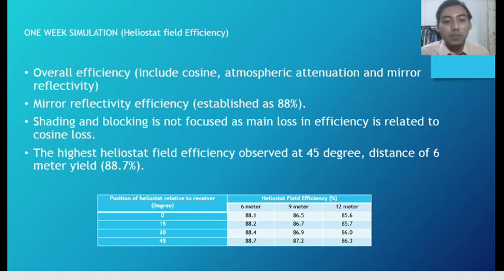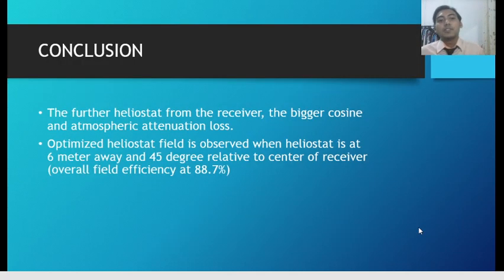From the simulation, we get the highest heliostat field efficiency at 45 degrees at a distance of 6 meter. At 6 meter and 45 degrees, that yields a value of 88.7%. As a conclusion, the further the heliostat from the receiver, the bigger the cosine and atmospheric attenuation loss. To answer the objective, the optimized heliostat field for the given parameters I have chosen is 6 meter away from the receiver and 45 degrees relative to the center of the receiver, which gives an overall field efficiency of 88.7%.